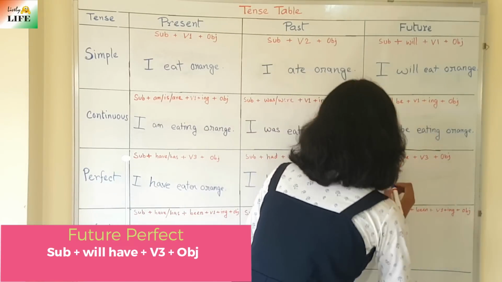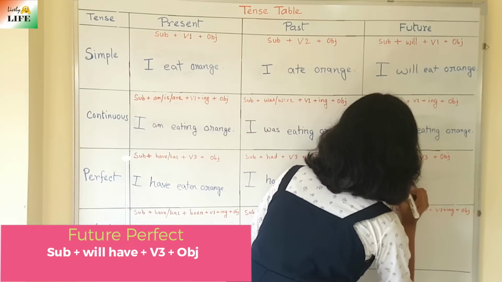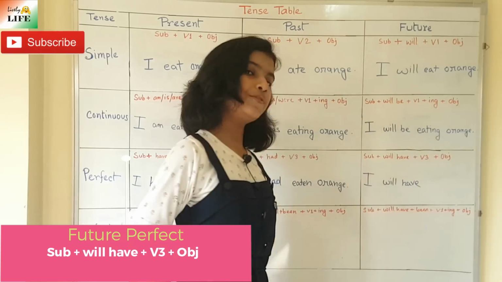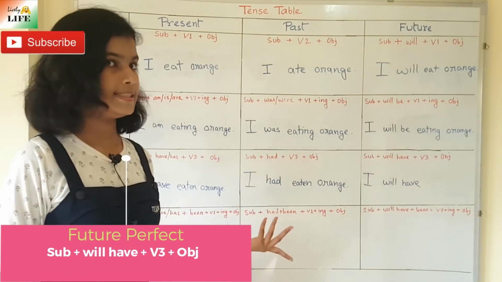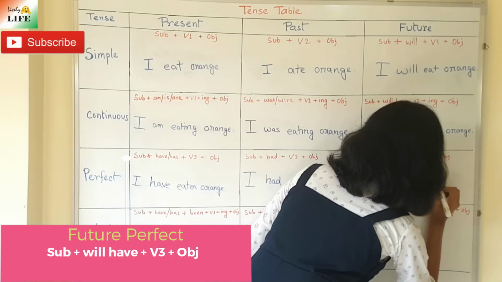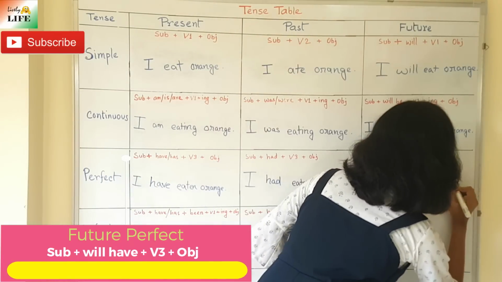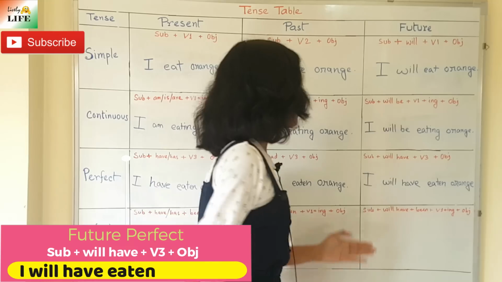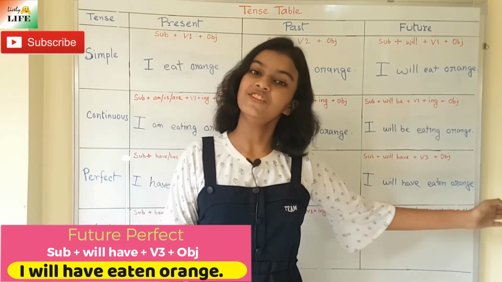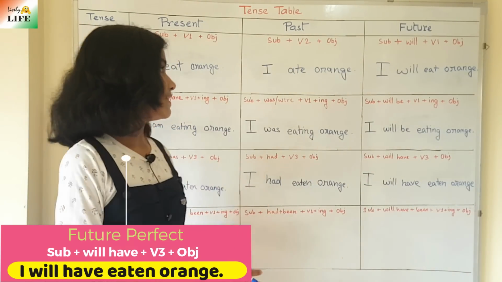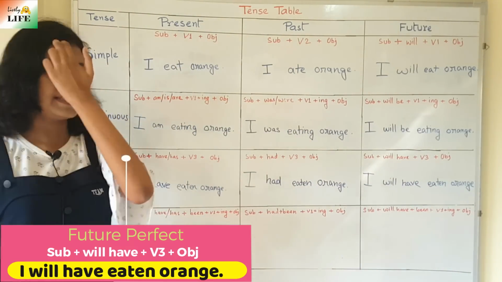So I will have. Then the third form of verb. So it's eaten orange. I will have eaten orange. So this is in future perfect tense.